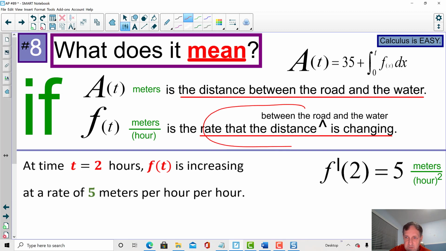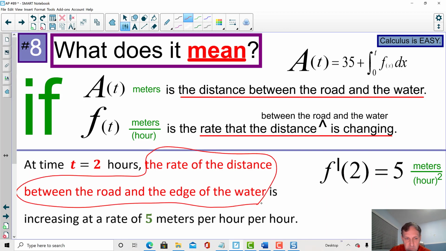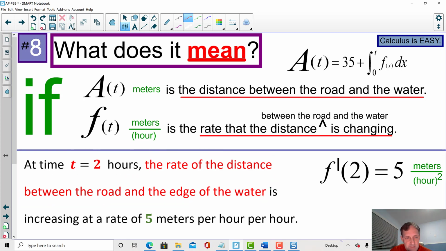But I'm writing all of this stuff as just f initially because it's easier to understand. And then again, my very last step would just be to trade f for all of that stuff. So let's go ahead and do that right now. Okay, there we go. We traded f for all of this red stuff here. So it used to say at time t equals 2 hours, f is increasing at a rate of 5 meters per hour squared. Now, after trading it, it says at time t equals 2 hours, the rate of the distance between the road and the edge of the water is increasing at a rate of 5 meters per hour squared.